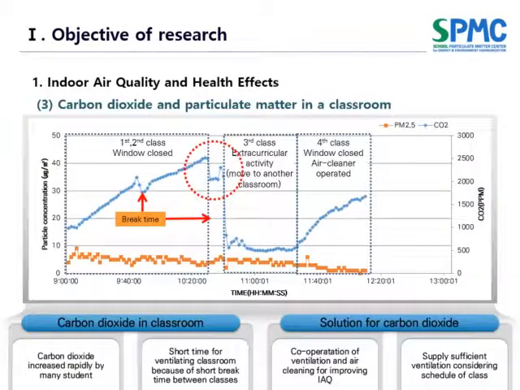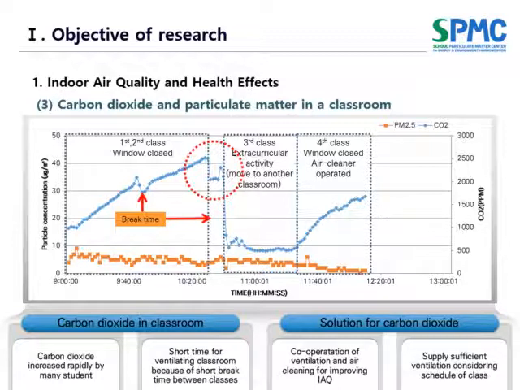Just as the indoor particle is a paramount issue, the indoor CO2 concentration is also an important factor affecting students. This graph shows PM2.5 and CO2 concentration in the classroom where the air cleaner is installed. As you can see, the concentration of fine particles is kept below 10 microgram per cubic meter due to the air cleaner's operation.